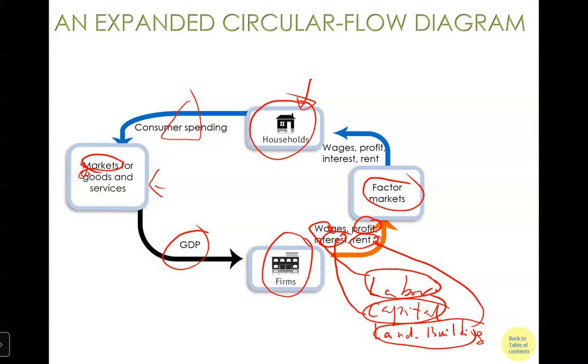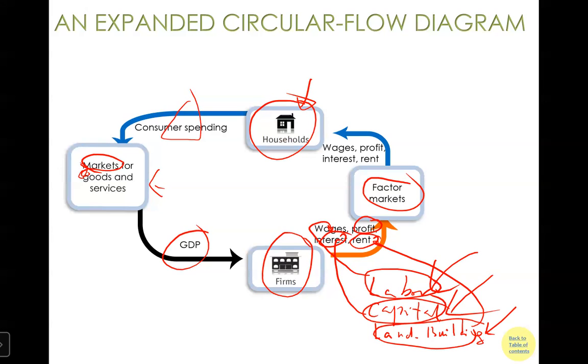But again, what is the factor market? That's the place where firms acquire the following things so that they can operate, including labor, capital, land and buildings, right? Once they acquire those things, they must pay the cost, okay? And all the cost is going to exhaust all their value.